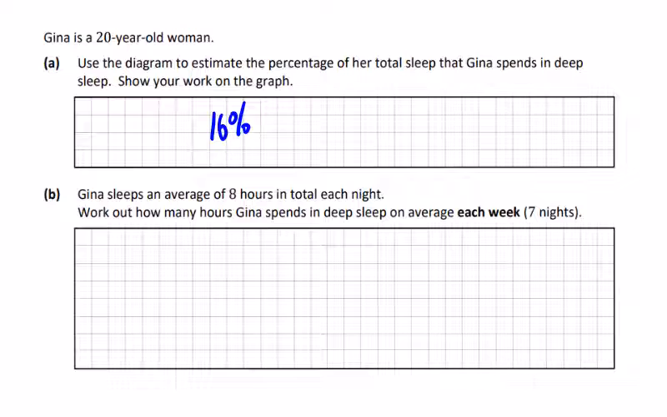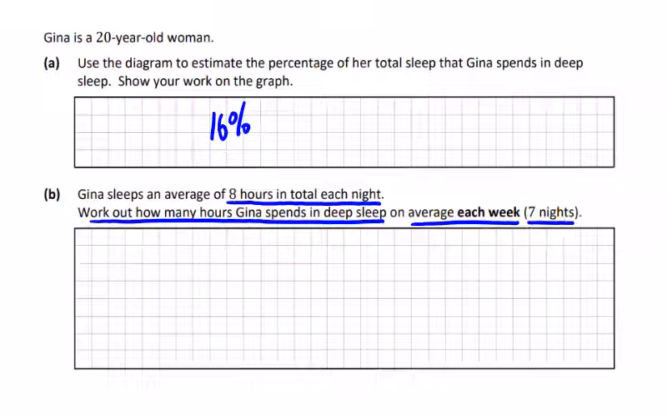Gina sleeps an average of 8 hours in total each night. Work out how many hours Gina spends in deep sleep on average each week. So we want a weekly total here. So first of all, we want 16% of 8 hours.